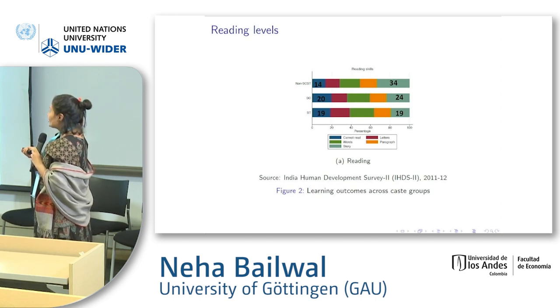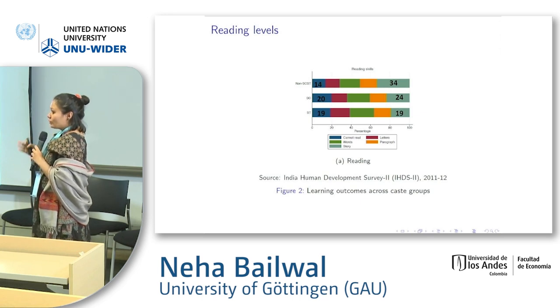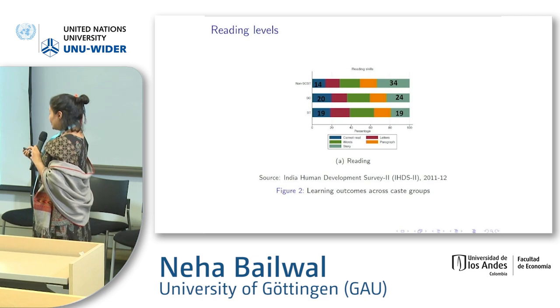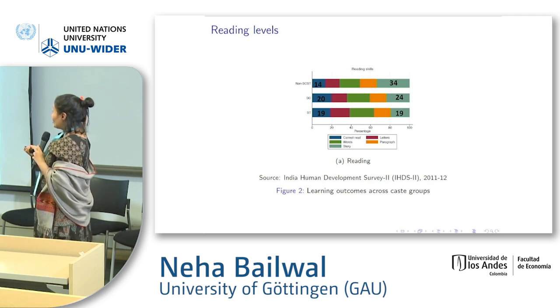So 20% of the students from the scheduled caste cannot read at all. They are in the age group of 8 to 11 years, and still they can't read at all. Similarly, the proportion is 19% for students belonging to the ST. So this is for the reading skills.